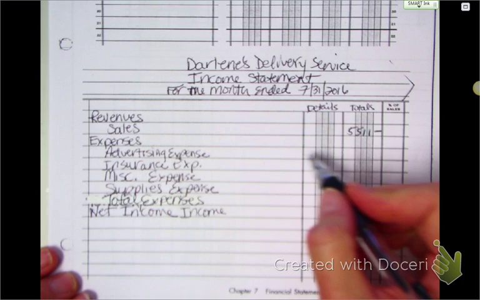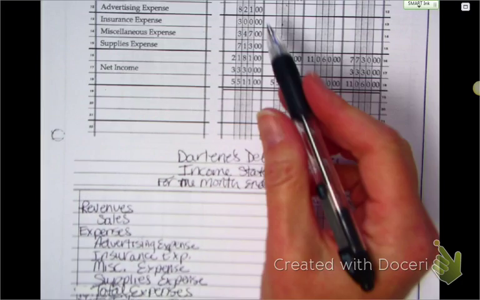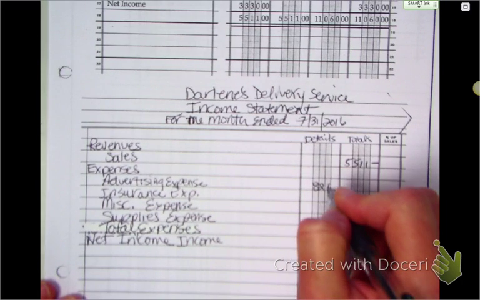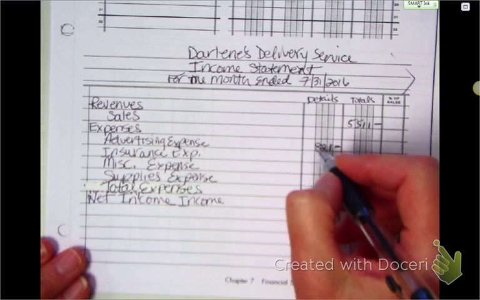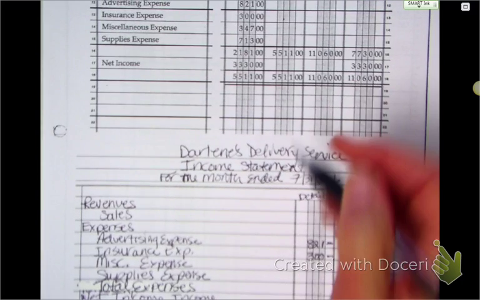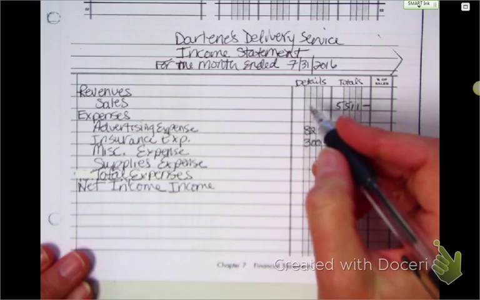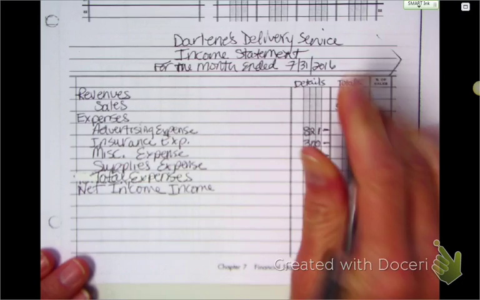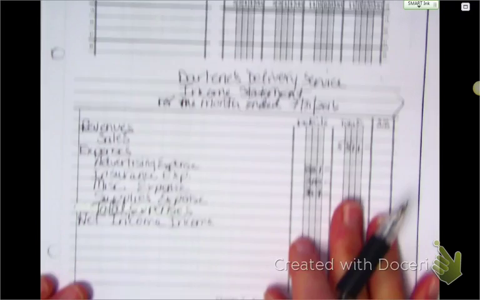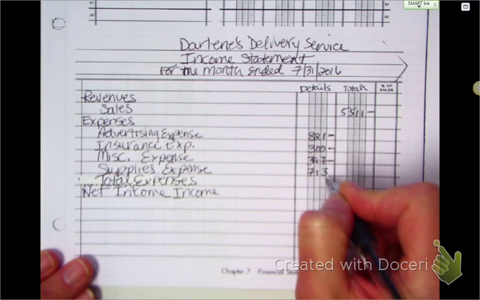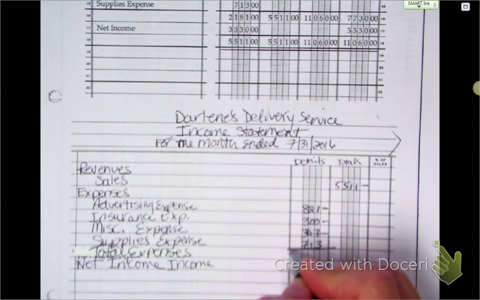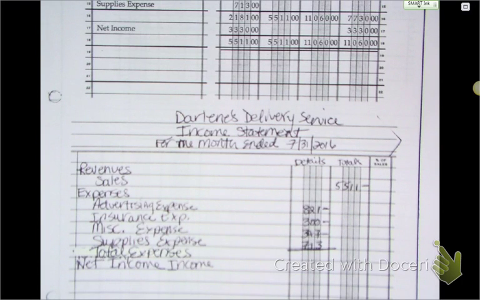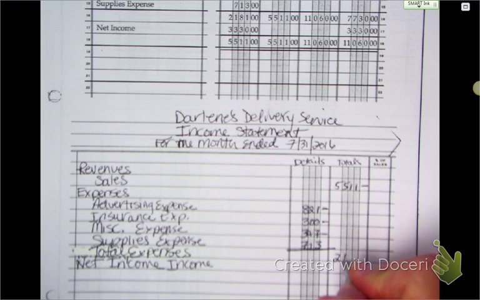Okay. And then we put our individual expenses, which we get from above, up here. So we start out with advertising expense, which goes in the detail category, $821. Our insurance expense from up here, $300. Our miscellaneous expense, $347. Our supplies expense, $713. Then what do we need to do? Add them up. Right, so we're going to single rule to show that we're doing a calculation, and then we would add them up. When we add them up, we should get the total of $2,181.